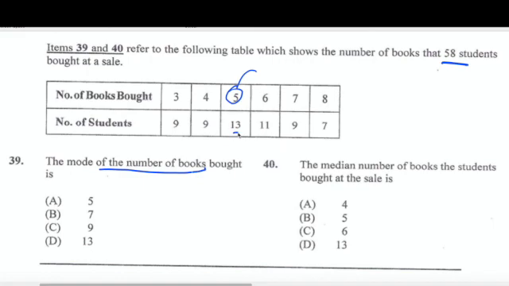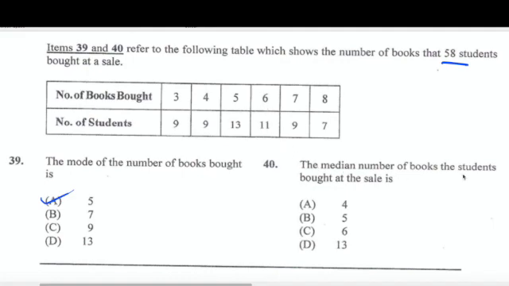Notice the mode of the number of books. A lot of people do not put the 13. The 13 is the number of students. That 13 is how many students bought books, and so that means how popular it is, right? So how popular was the number of books? Well, which number was the most popular? Well, 5 was the most popular, yeah?